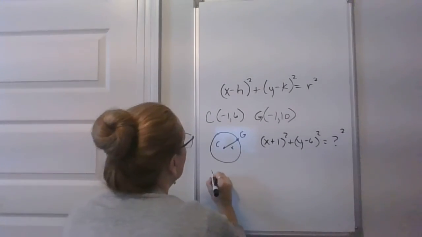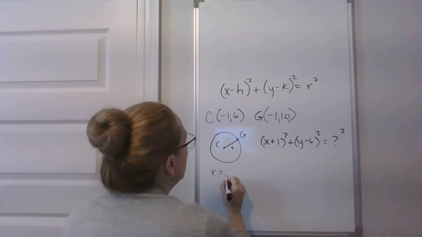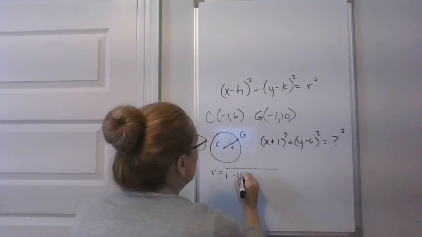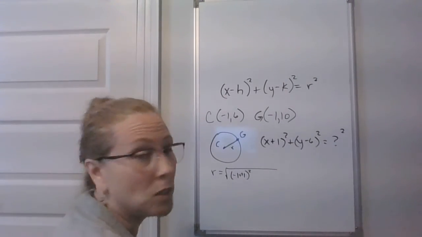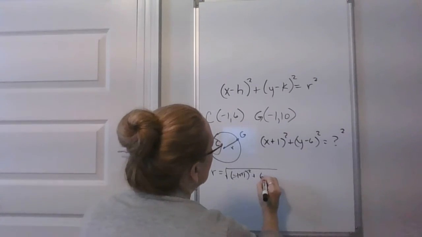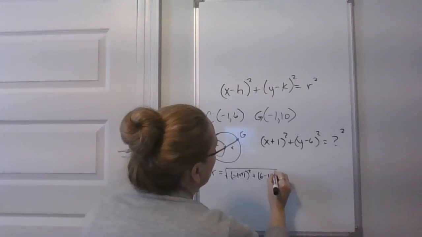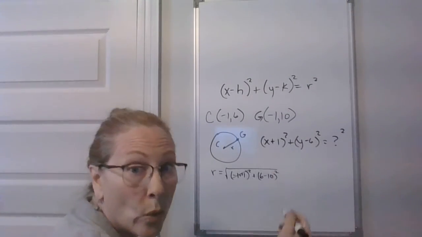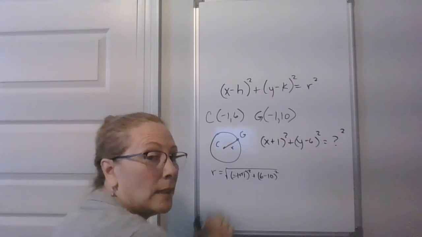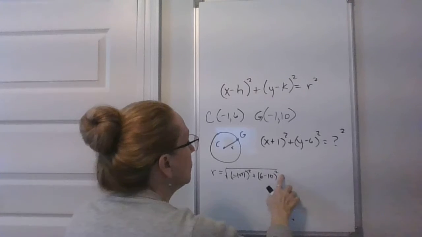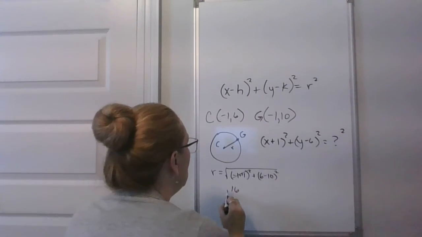So the radius is equal to the square root. -1 and -1 subtracted. Well, if you're subtracting the same number from itself, it's going to be 0. So that's going to cancel out. Plus 6 minus 10 squared. And some of you might say, is it supposed to be 10 minus 6? Does the order matter when you plug that in? It does not. So 6 minus 10 is -4 squared is 16.